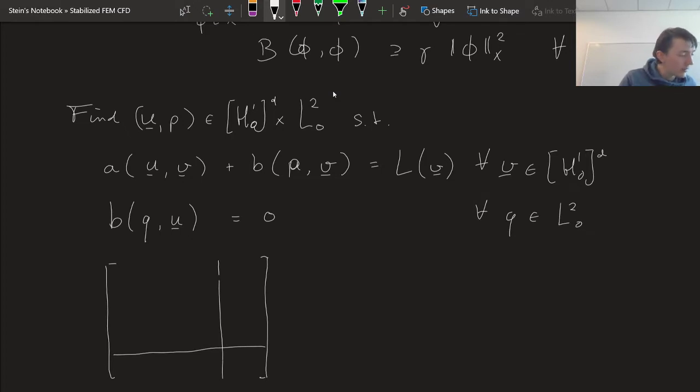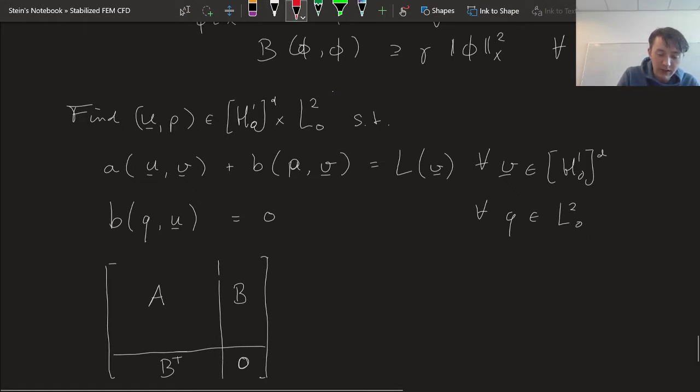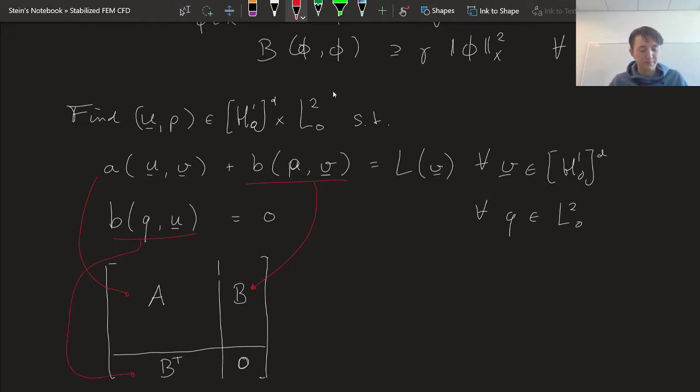Where here we have a matrix A, where here we have a matrix B, and this is going to be the transpose of B, and this is actually going to be a matrix with zeros. So the lower right block of the matrix is going to be zeros. So the matrix A corresponds to the bilinear form A. If you were to use finite element approximation spaces for U and V, then you would get a matrix, and that's going to be A. And then we have B here. And clearly because we have swapped test and trial functions from this one to this one, that's why this becomes now a B transpose.